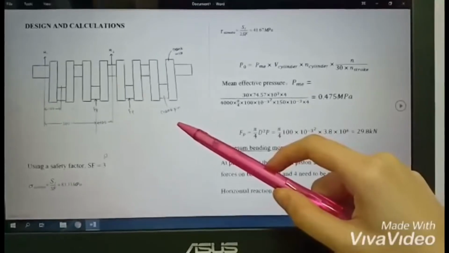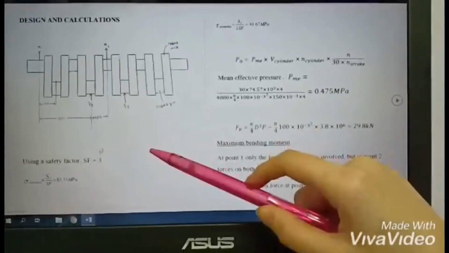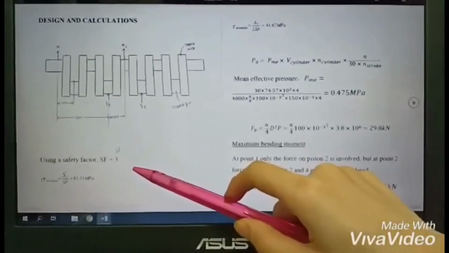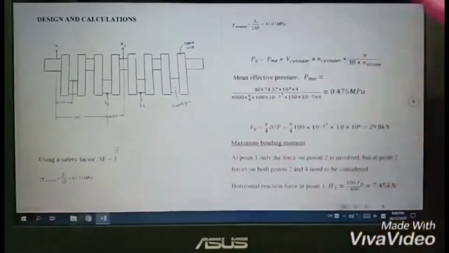I'm Melin. I'm here to present the design and calculation for our crankshaft. This is the sketching of our design. Using a safety factor of 3, we can find out the allowable stresses.